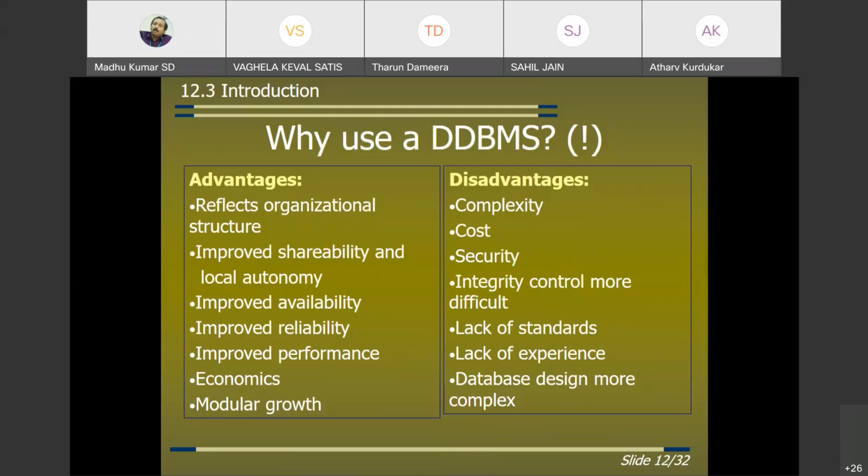It provides improved shareability and local autonomy. No need to explain. It improves availability, reliability, and performance, and of course it is better economically, cost wise also. And it provides modular growth also. All right, so what does this modular growth mean? Rocky, what is this modular growth?